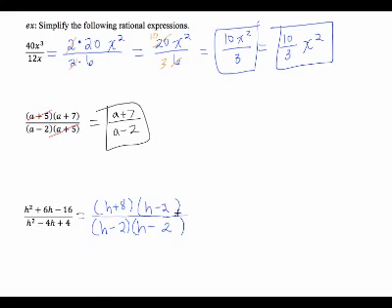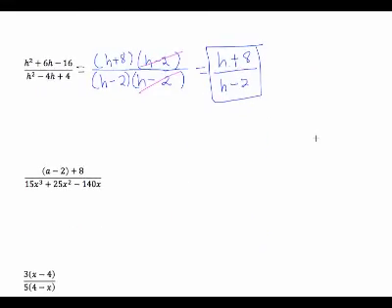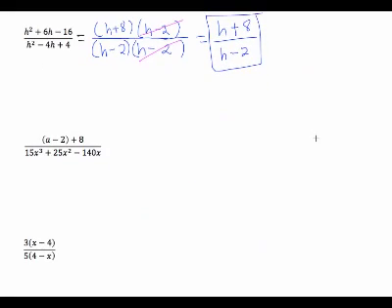Okay, now it is fully factored, and we have an h minus 2 both on top and bottom. So this one reduces to h plus 8 over h minus 2. Okay, so you need to pause the video, try the next one on your own.